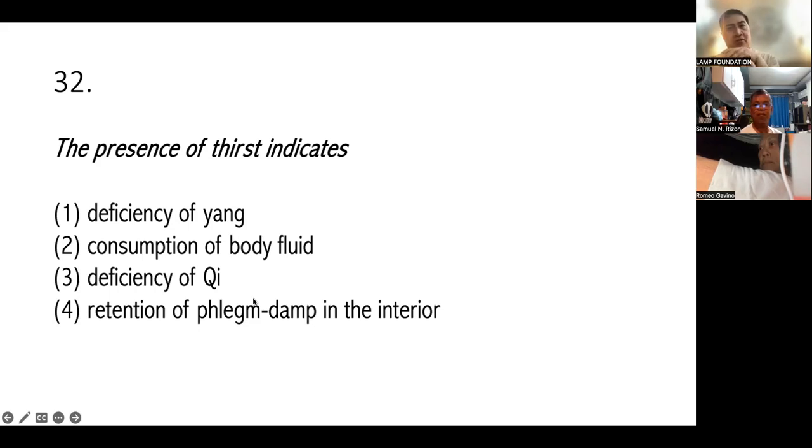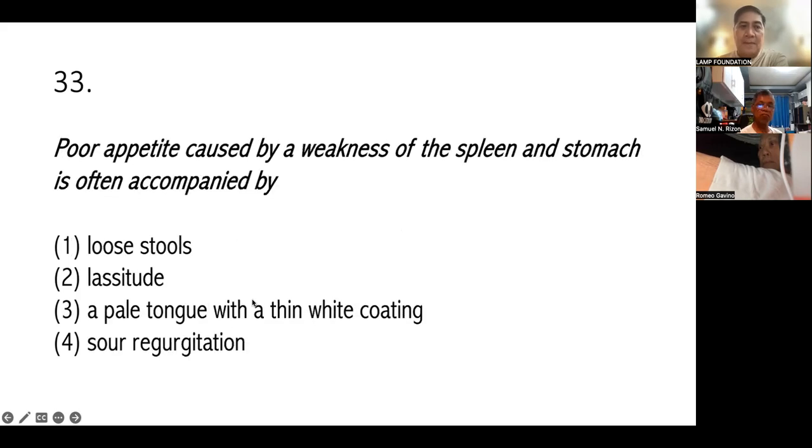Bakit walang thirst sa Qi deficiency? Kasi di ba parang yang deficiency din yun, early stage? Yes po, Qi tapos yang po. Is it possible na thirsty ka pero hindi ka umiinom ng madaming tubig? Ano lang po siya, yung sip lang po sa yin deficiency naman po siya. Okay, very good. So number 33.